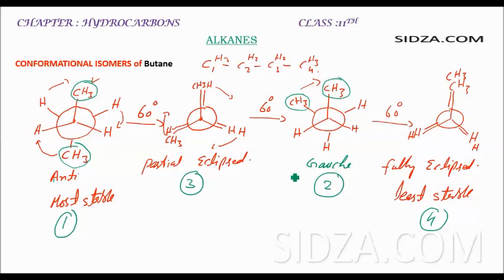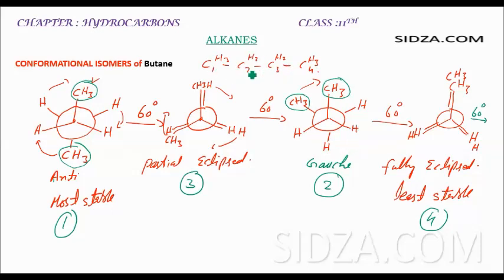So the most stable one is anti, then the partially eclipsed, then the gauche, then the fully eclipsed, correct? And if I rotate the fully eclipsed by 60 degrees, you again get the gauche. The methyl group shifts over here. If you rotate it further by 60 degrees, you get a further gauche. Clear? These are the four conformational isomers possible for butane around the C2 and the C3.